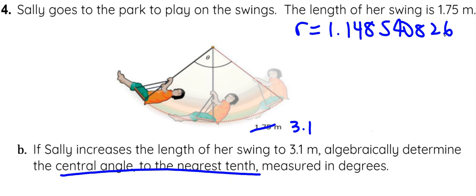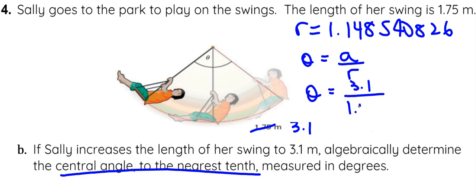She just wants to swing higher, which means she's going to have to go at a higher angle. Okay, so theta is equal to arc length over radius. So theta is going to be her new arc length, 3.1, over the radius of 1.14854086. Now, this angle is going to be in radians, and then they want us to switch it into degrees.